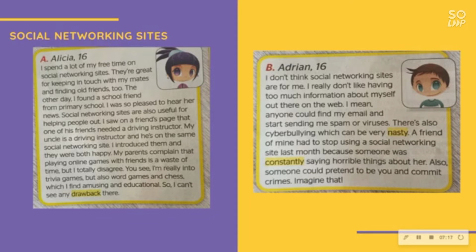Adrian, 16. I don't think social networking sites are for me. I really don't like having too much information about myself out there on the web. I mean, anyone could find my email and start sending me spam or viruses. There's also cyberbullying, which can be very nasty. A friend of mine had to stop using a social networking site last month because someone was constantly saying horrible things about her. Also, someone could pretend to be you and commit crimes.